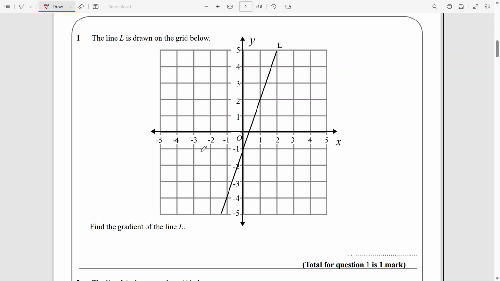All right, for this video, we want to work out the gradient of this line and other gradients. But first, we're going to start with this question. The line L is drawn on a grid, and we've got to find the gradient of the line.